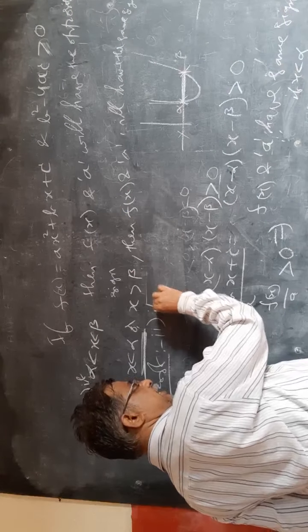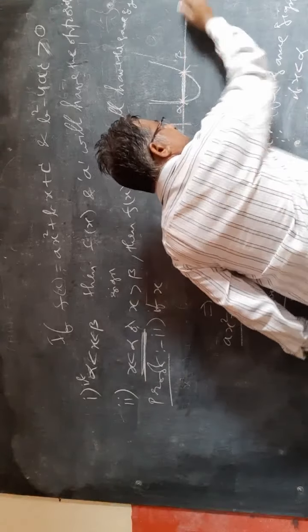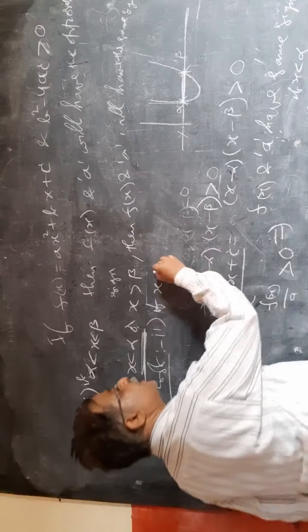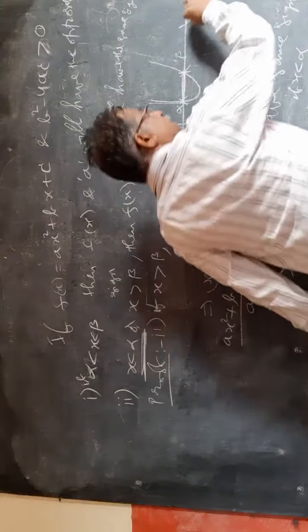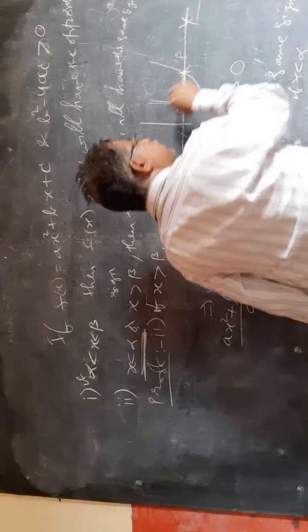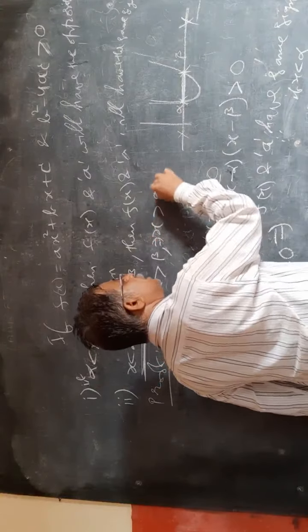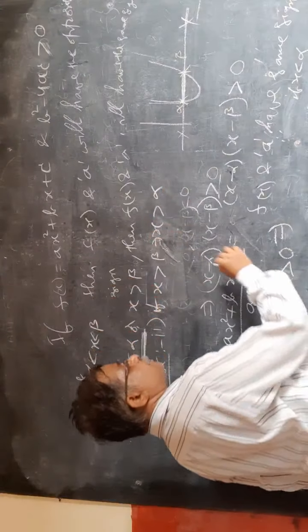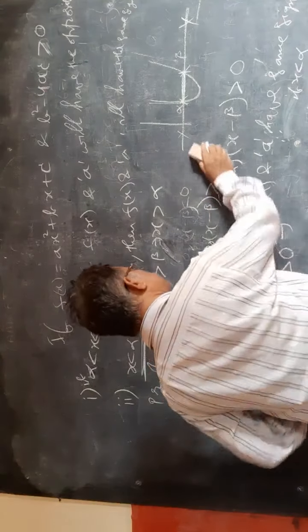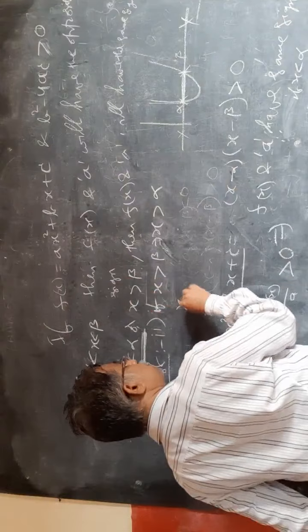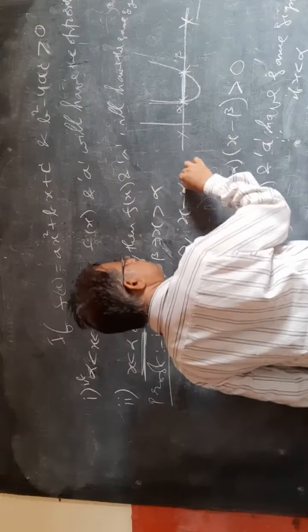Similarly, we are going to check the other case. If x is on this side of beta, what happens? Means if x is more than beta, somewhere here, this x is more than alpha also. So x is automatically more than alpha. So x minus beta is more than 0, and x minus alpha is also more than 0.